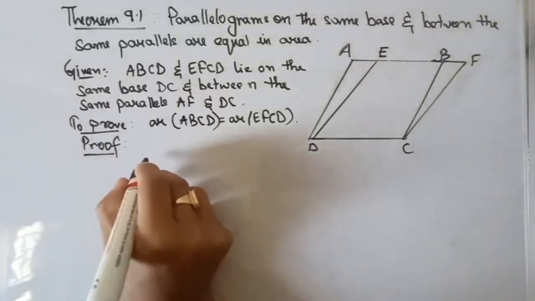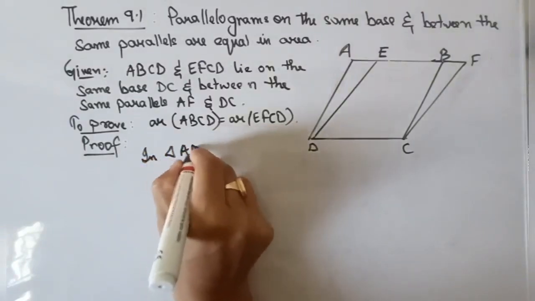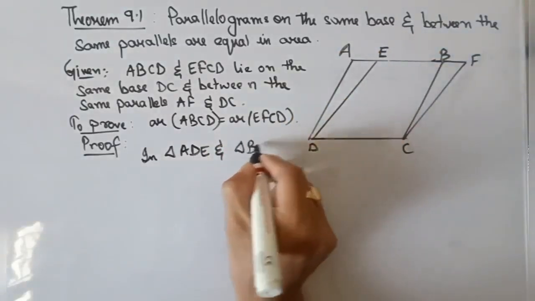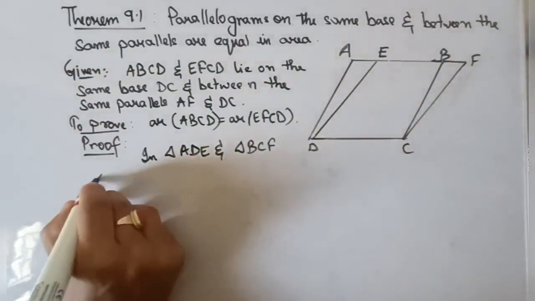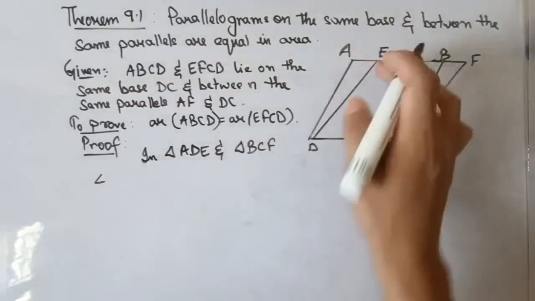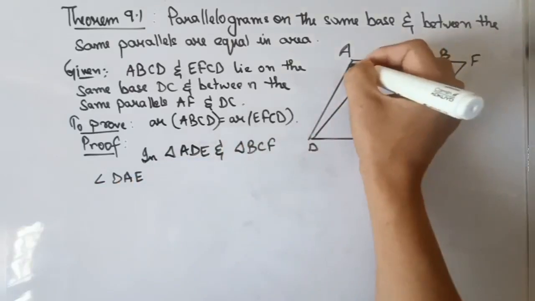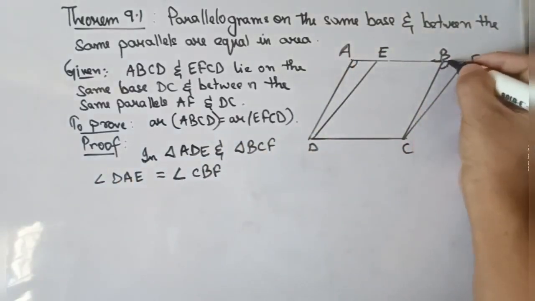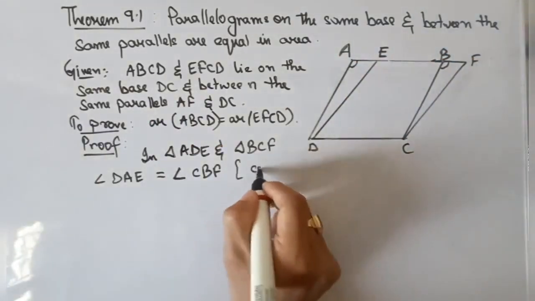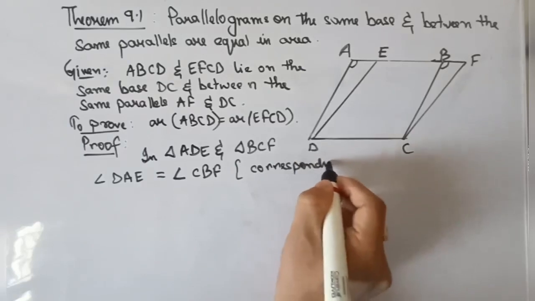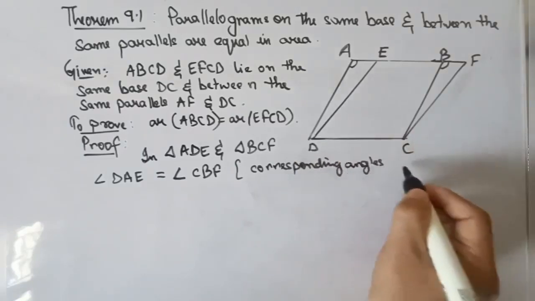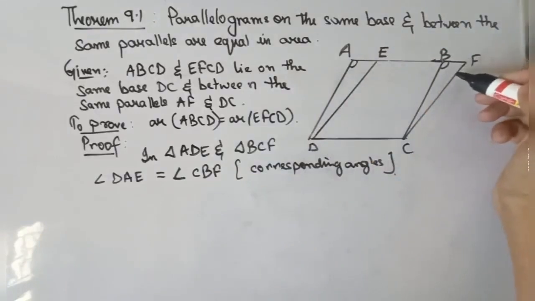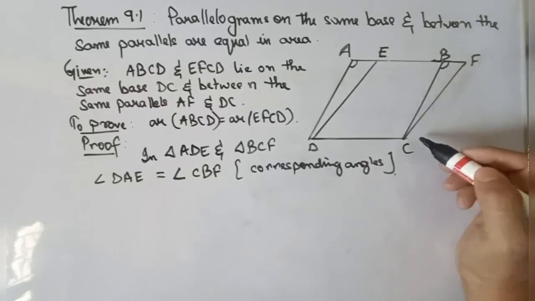Let us consider triangle ADE and triangle BCF. In these two triangles, angle DAE is equal to angle CBF. These two angles are equal, being corresponding angles between the two parallel lines AD and BC and the transversal AF.